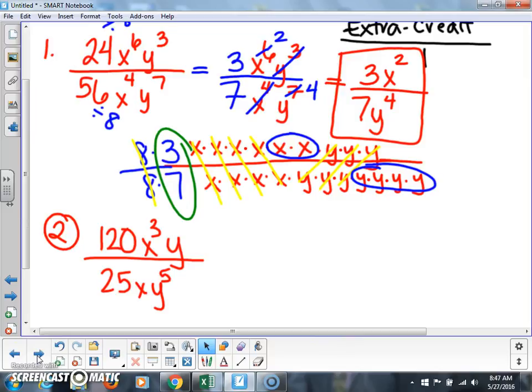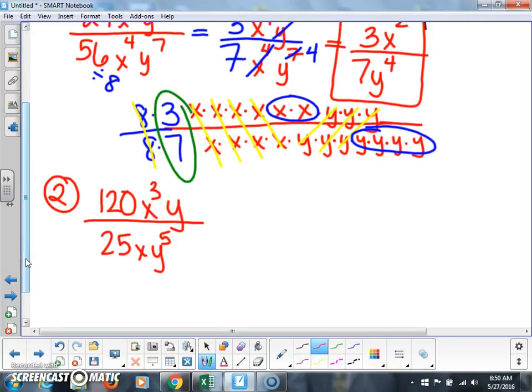Alright guys, problem number 2. 120x cubed y divided by 25xy to the 5th. If you're watching, go ahead and pause it, and then we'll give you 2 minutes to solve this problem. Alright guys, what can you divide into 120 and 25? 5. Good. So you're going to divide the top and the bottom by 5.